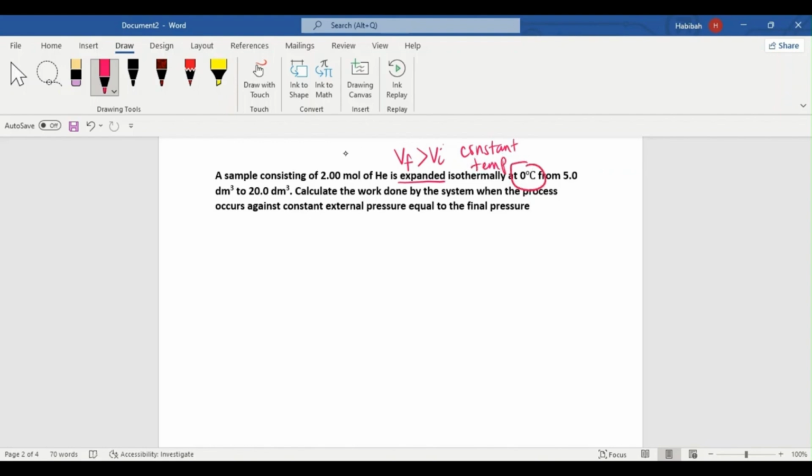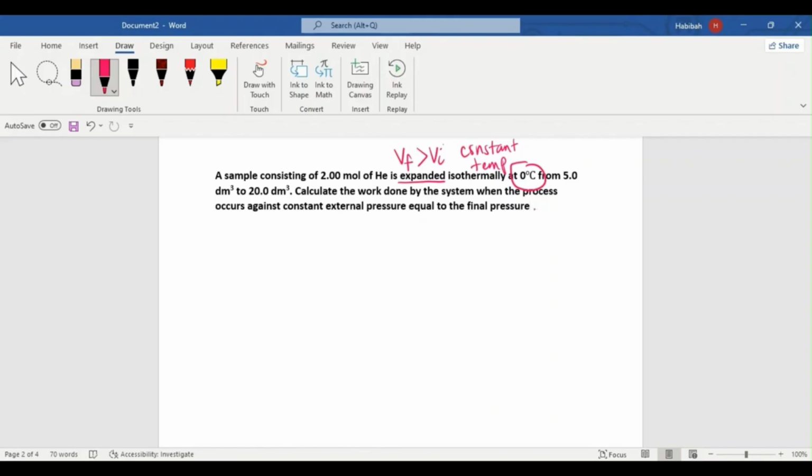So what this is saying is that the entire process of expansion occurs at a fixed temperature of 0 degrees. So the volume goes from 5.0 dm cubed to 20.0 dm cubed. Calculate the work done by the system when the process occurs against constant external pressure equal to the final pressure.